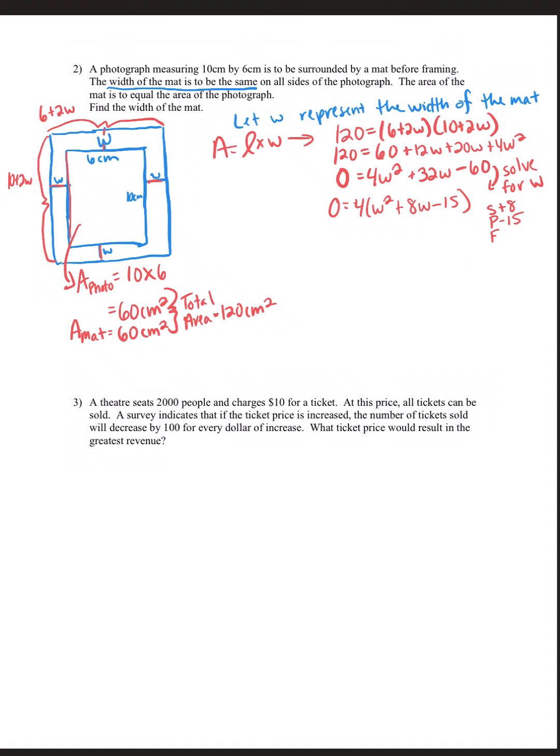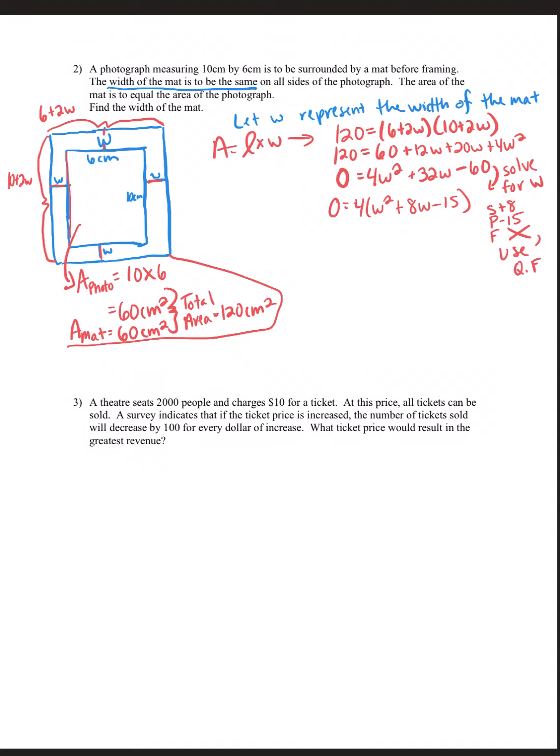5 and 3 sound like they might work, but if it needs to multiply to a negative but add to a positive, then there's no combination of 5 and 3 that's going to work. So we're going to need to use the quadratic formula. So I'm just going to box this little area off so we can use our quadratic formula.